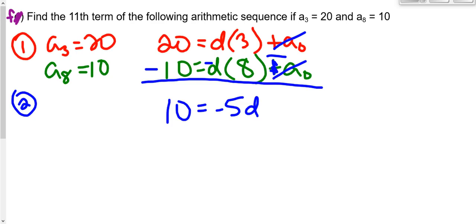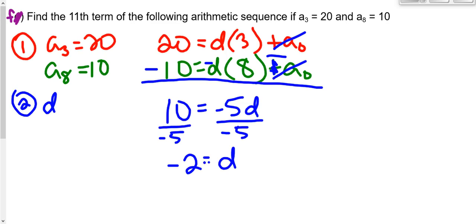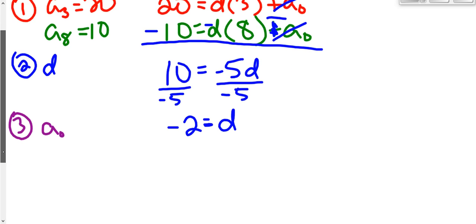So that's it for my second step. Oh, just kidding. I have to finish solving for d. We'll divide both sides by negative 5, and then my second step will be done. So d is going to equal, and this is finding d, 10 divided by negative 5, which is negative 2. So here's our d value for this problem. D is negative 2. Step 3, we'll use that d to find a sub 0. So let's go ahead and find a sub 0.